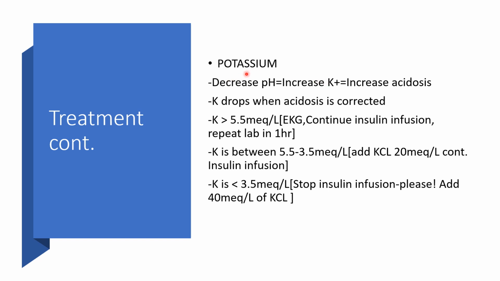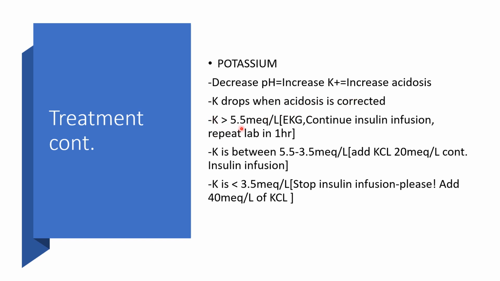Now, the potassium. There's no way to deal with diabetic ketoacidosis without thorough management of potassium. Decreased pH, that is acidosis, will increase potassium. It is fair to say that metabolic acidosis is characterized by low pH and increased potassium. Potassium drops when acidosis is corrected. So, you may not need to give potassium per se if you are skillful at correcting the metabolic acidosis, because potassium will drop when acidosis is corrected.